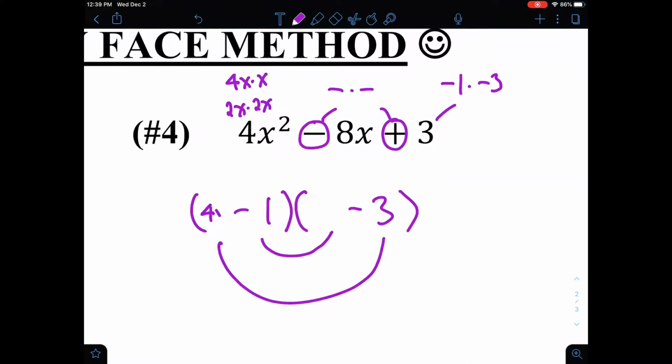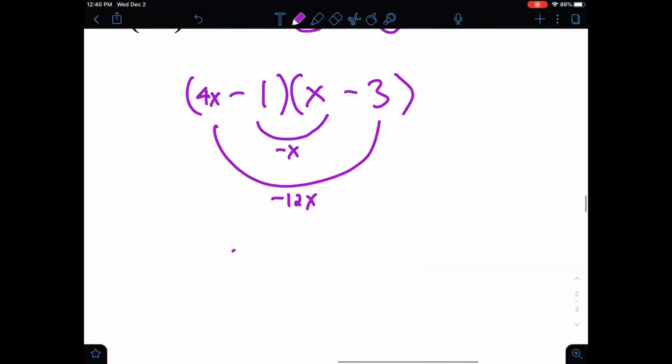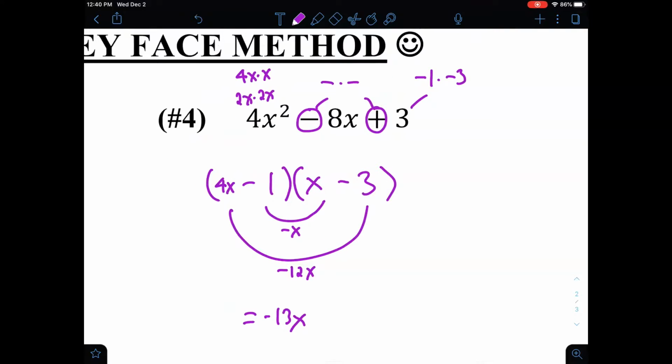Let's try 4x and x. That's going to be negative x, and that's going to be negative 12x. If we do that, we're going to get negative 13x. That one's too big in the negative direction, right? It's not going to work. Well, let's try 2x and 2x. You could also flip around the x and the 4x, but that's also probably not going to work. So let's go ahead and do 2x and 2x.